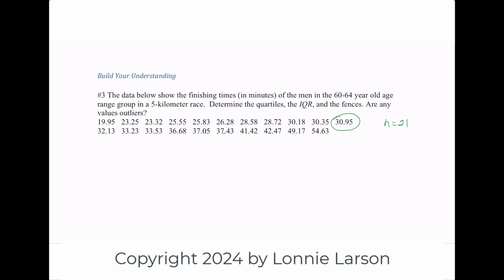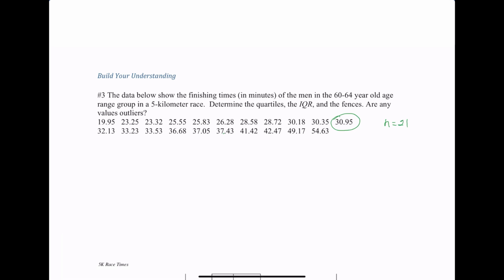Let's go through this build your understanding problem. To determine the quartiles, we start by determining the median. And I've already counted the number of data values here. There are 21. So the middle data value is this 30.95. It's got 10 data values below it and 10 above it. So that's our median, also known as quartile 2, 30.95.